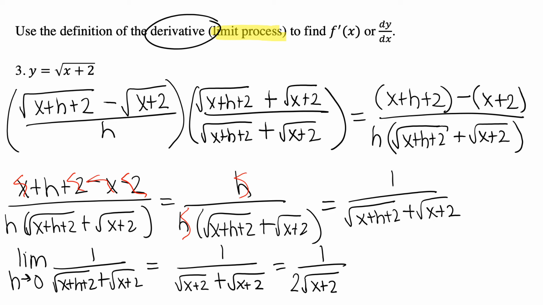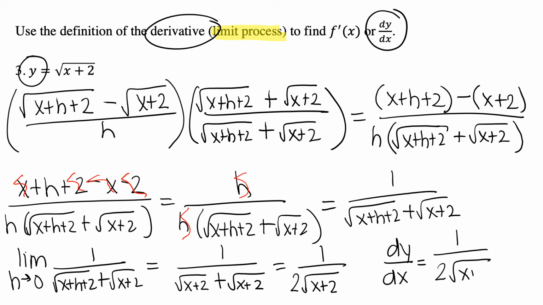So our derivative, now because we started with our function as y, we're going to write it as dy/dx, which remember means the derivative of y with respect to x. And I'm just going to write this as 1 over 2 square root of x plus 2.